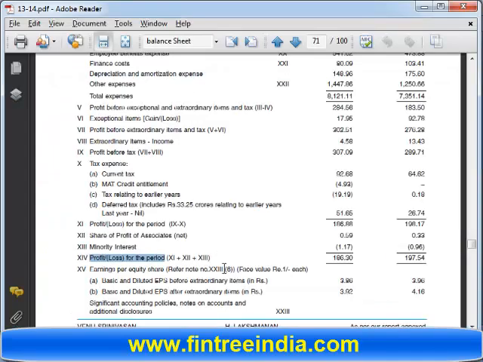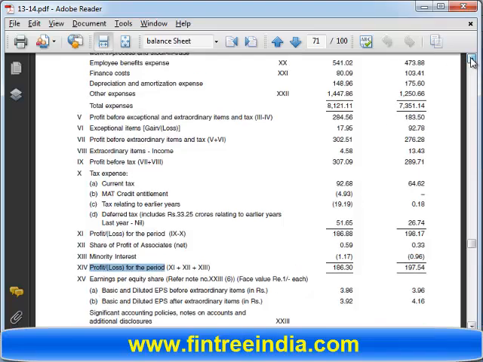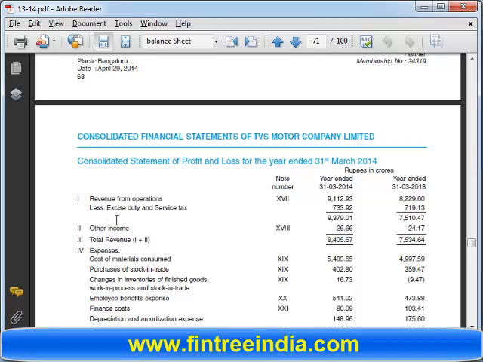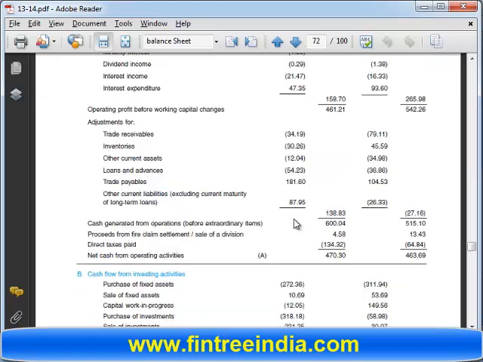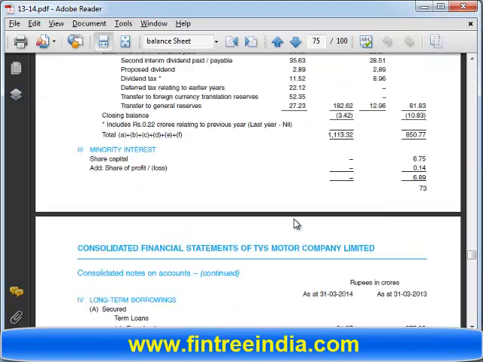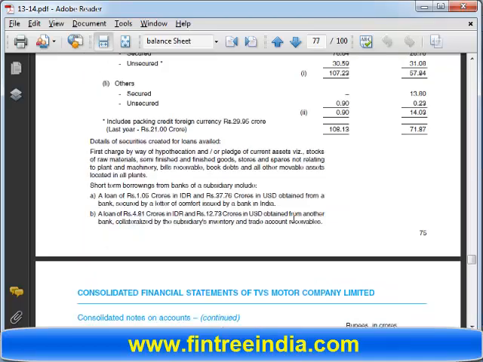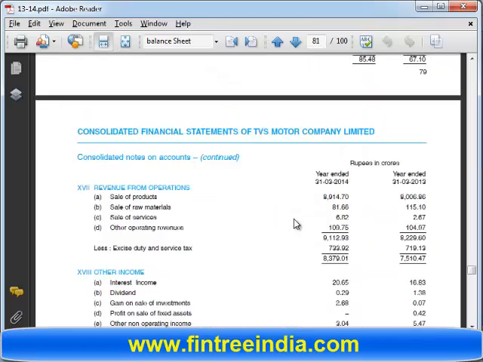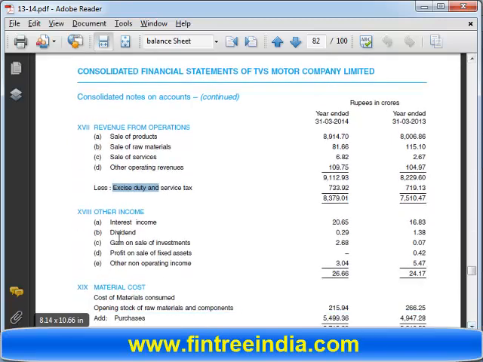Okay, so let's go and read what other income really is. There should be a notes to account. Other income notes to account is this note 18th. Let's go to note 18th and find out what that is. This was your 17th: revenue from sale of products, sale of raw materials, sale of services, other operating revenues, and excise duty. In this, you have other income, where some part of that other income is interest, some of it is dividend, gain on sale of investment, profit on sale of fixed assets, and other stuff.